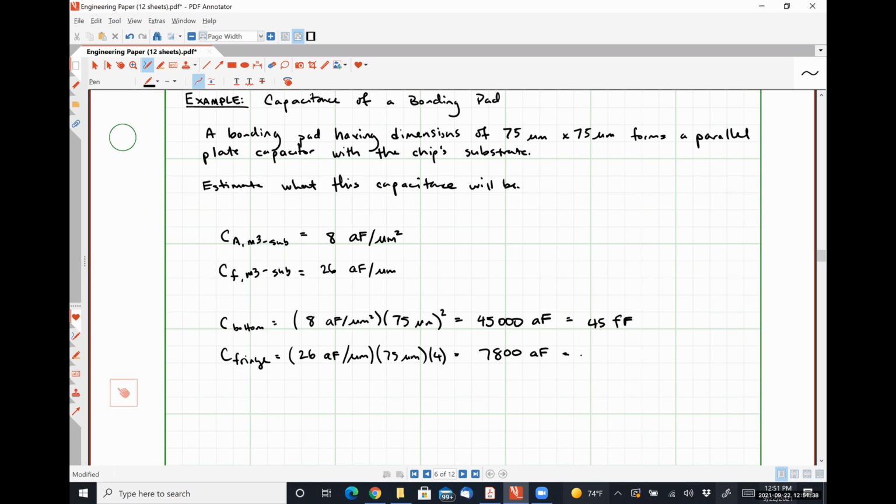7,800 attofarads or 7.8 femtofarads. So with a pretty large plate here, right? I mean, this is effectively the minimum size of a bonding pad. We can see that that fringe field, in this case, is contributing just shy of, let's see, 8 times 6 is 48, right? If I'm doing my math correctly. So about 17% ballpark of the total capacitance of this guy.